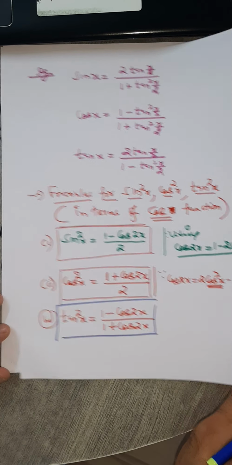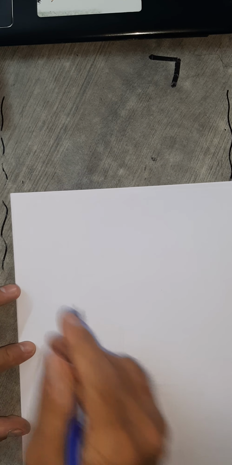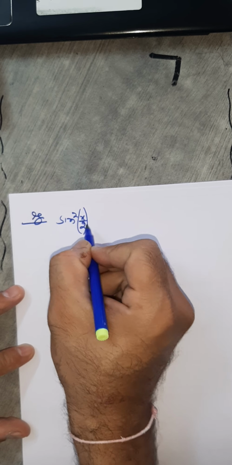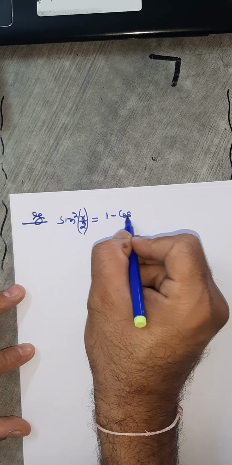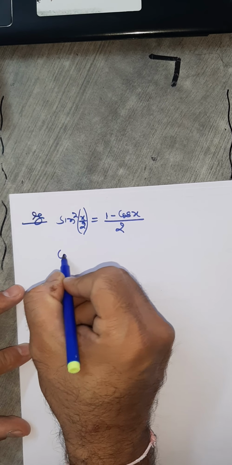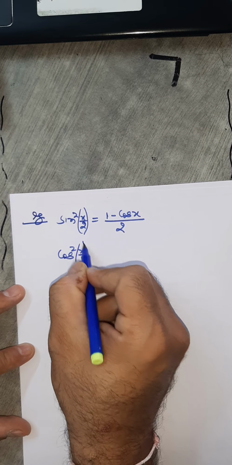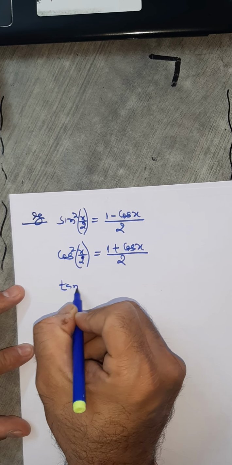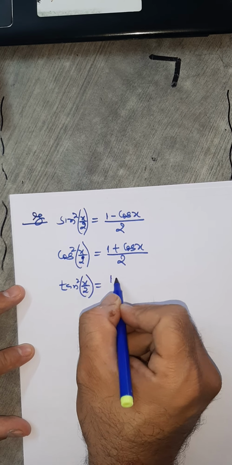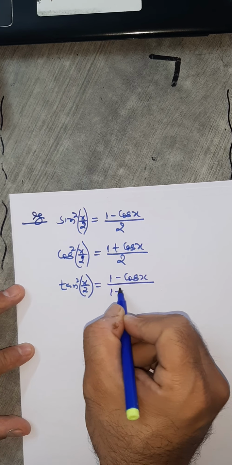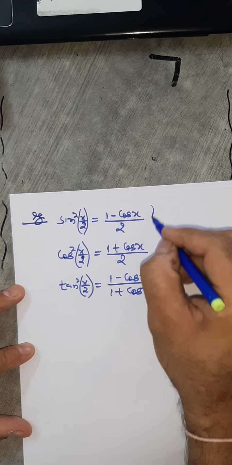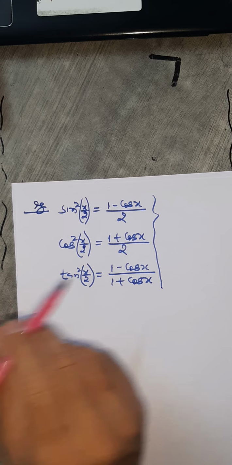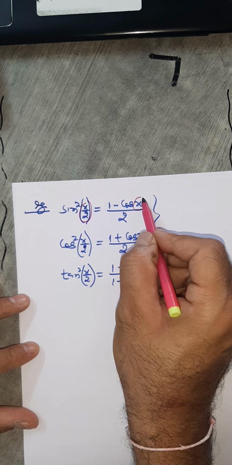Like this here, for example, I can use like this. If I have sine square x by 2, then angle will be double: 1 minus cosine x the whole by 2. What is cos square x by 2? Angle will be double. So it will be 1 plus cosine x the whole by 2. What is tan square x by 2? That is 1 minus cosine x upon 1 plus cosine x. These are the three expressions in terms of cos function. This angle is double than this, you can see here. Here it is x by 2, here it becomes x.